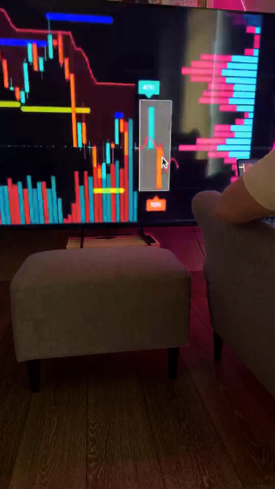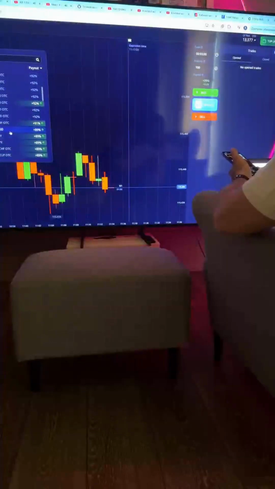Dollars, Japanese yen, here's a signal. Look, the future movement of the chart is upward, but here the signal is down, 52%, not an option.